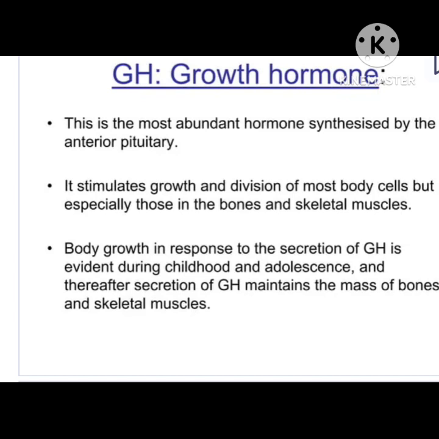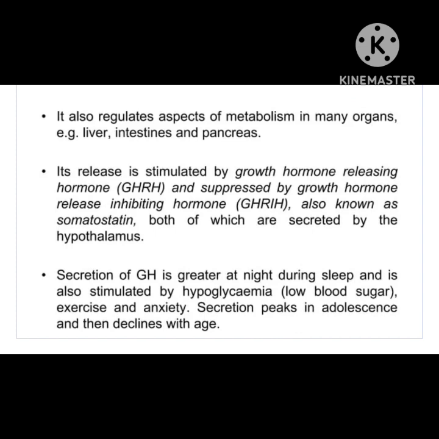Growth hormone is the most abundant hormone synthesized by the anterior pituitary, and it stimulates growth and division. So you have to learn that growth hormone is responsible mostly for growth. It regulates aspects of metabolism in many organs, for example liver, intestine, and pancreas. Its release is stimulated by growth hormone releasing hormone and suppressed by growth hormone inhibiting hormone. So you have to learn all these abbreviations of different types of hormones.